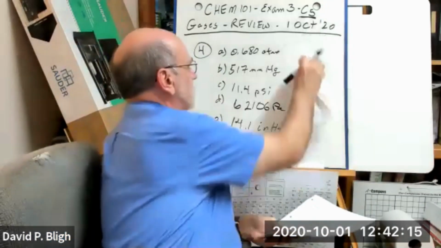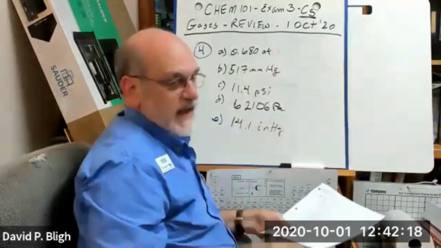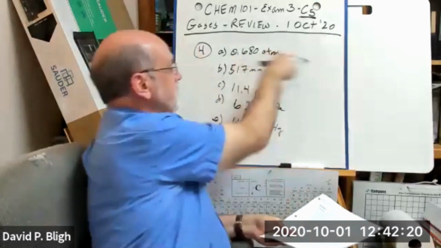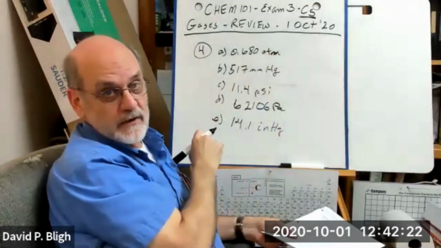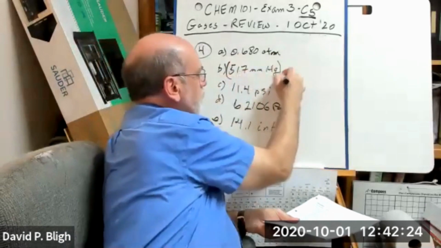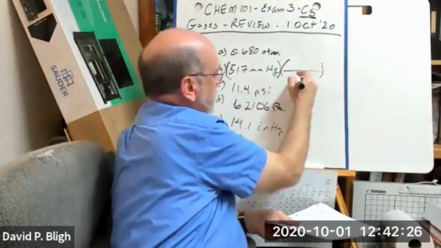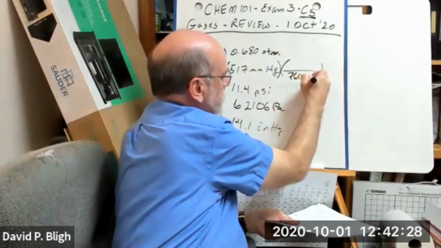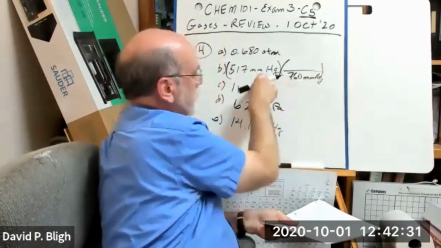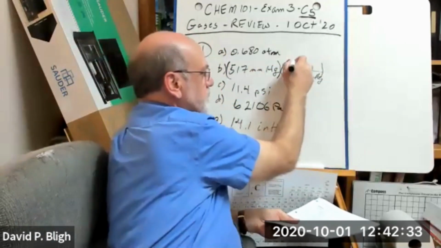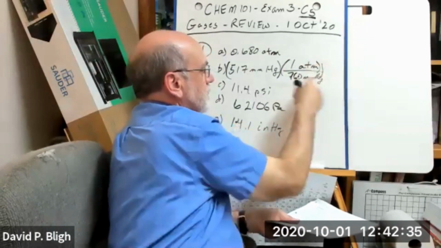So my choice would be atmospheres. Just leave that one alone and convert the rest of them to atmospheres. So this one would be converted by 760 millimeters of mercury on the bottom, so it would cancel that one. What does that equal to? That's 1 atmosphere. Then you do the calculation.